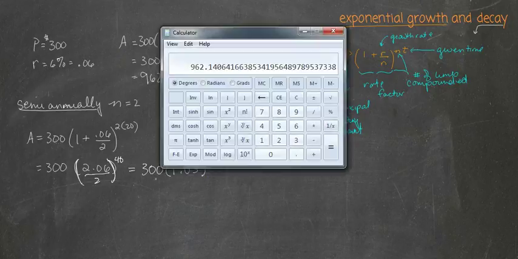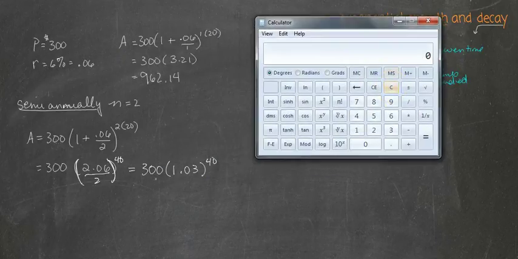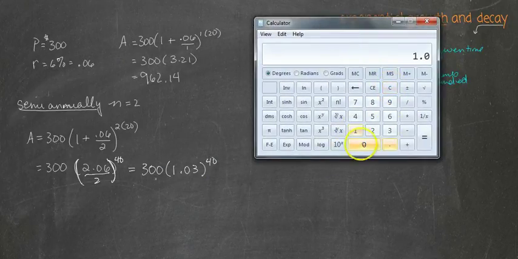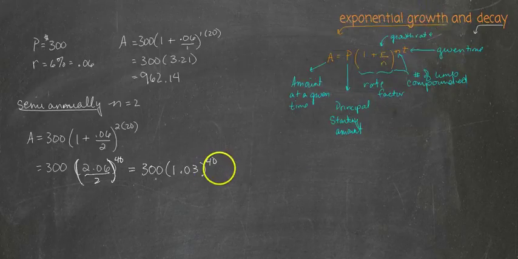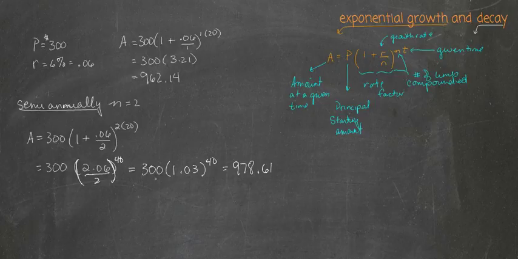So let's do the math on that then. Or the arithmetic, I guess. 1.03 raised to the 40th power times 300. $978.61. So compounding twice a year gets Christy a little bit more money in her savings.